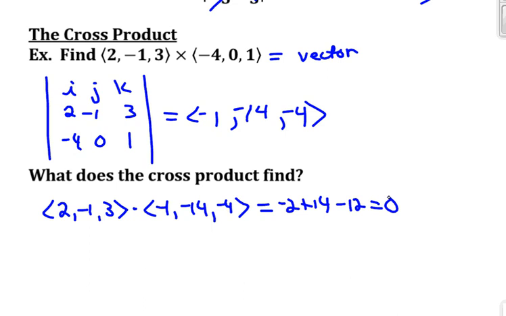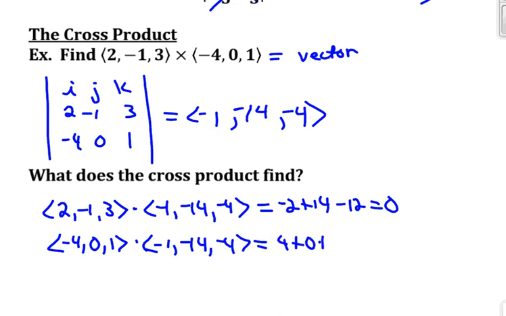So it is. Okay? And then if we try the other one, if you don't believe me, negative 4, 0, 1, dotted with my negative 1, negative 14, negative 4. That comes out to 4, 0, and negative 4. So that's also 0. So this produces a third vector. This right here is perpendicular to both of the originals.